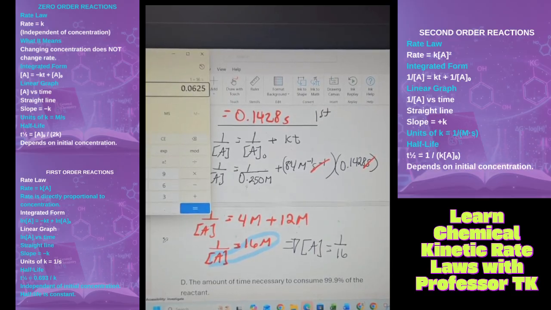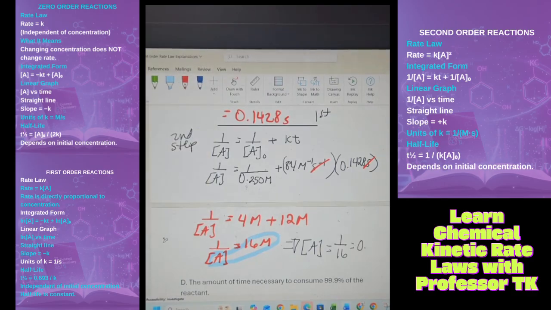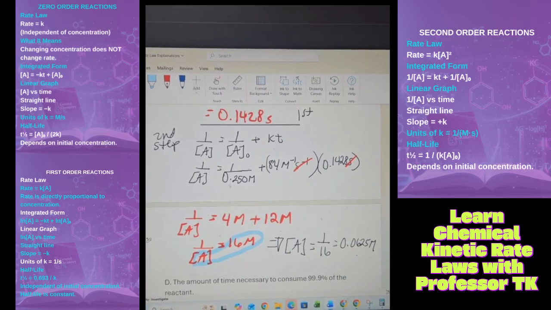That gives us 0.0625 as our final answer for this problem, okay? 0.0625 molarity, okay?